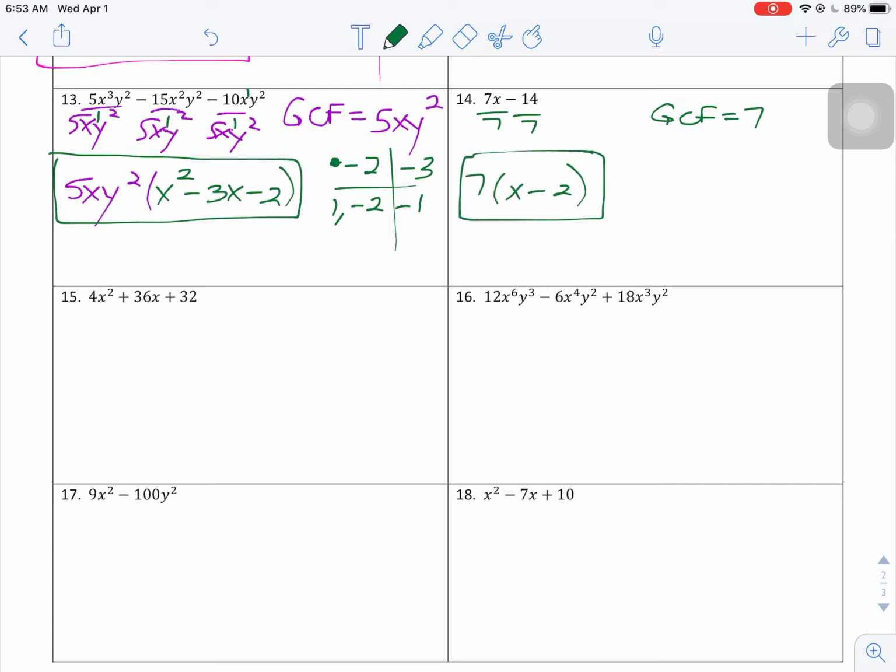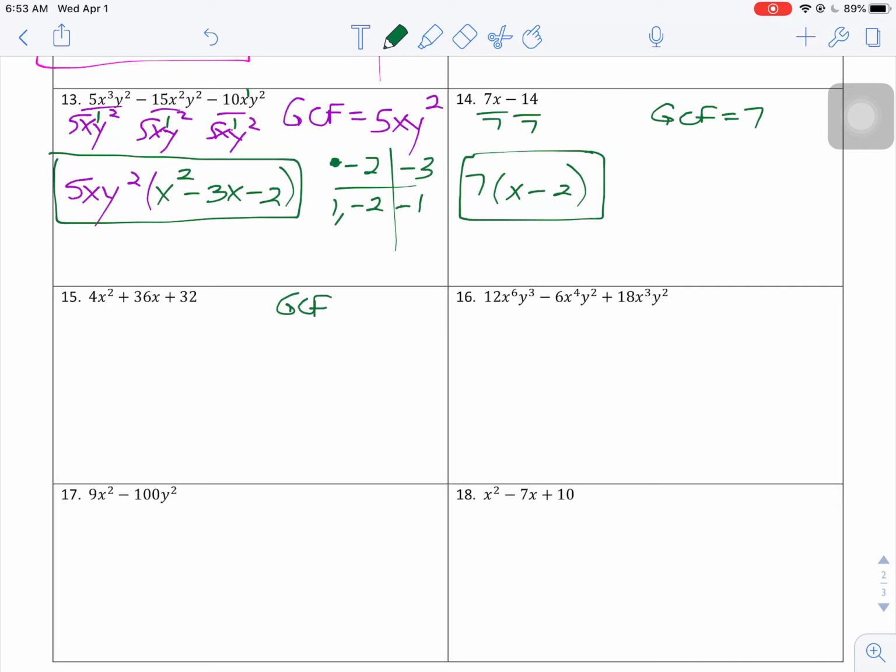Because when I look at those leftovers, the x minus 2, yes, it's 2 terms. Yes, it's subtraction. But x is not a perfect square, and 2 is not a perfect square. So I can't do difference of 2 perfect squares factoring on the leftovers because I don't have 2 perfect squares. So I just have to stop on number 14.